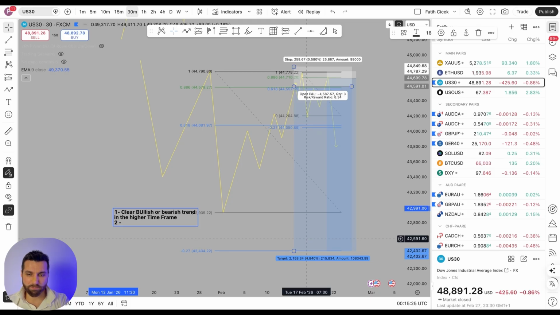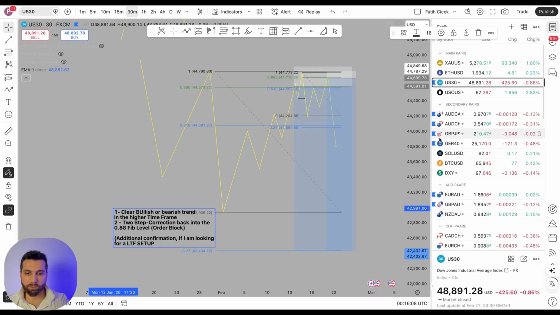The second thing is we want to see a two-step correction back into the 0.88 Fibonacci level, or this could be an order block. That's just an additional confirmation. If I see a clean order block which leaves a beautiful fair value gap behind, that's perfect. If I'm looking for a low time frame setup, as a third confirmation I want to see the same pattern, so break of structure and two-step, in the lower time frame. This is just an additional confirmation.